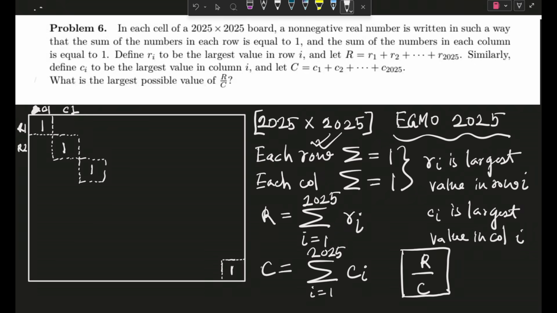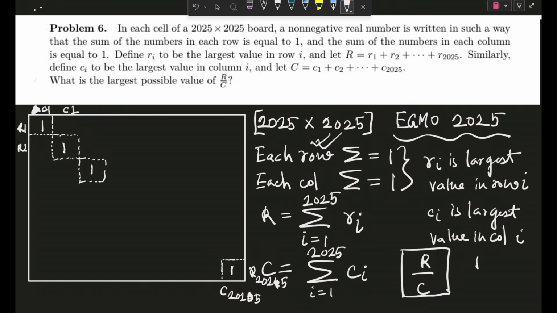So this thing is actually R2024 and this is C2024. Okay, wait. I'm sorry, not 2024. It was 2025, right? Yeah. 2025. Yeah, so this can be one case.